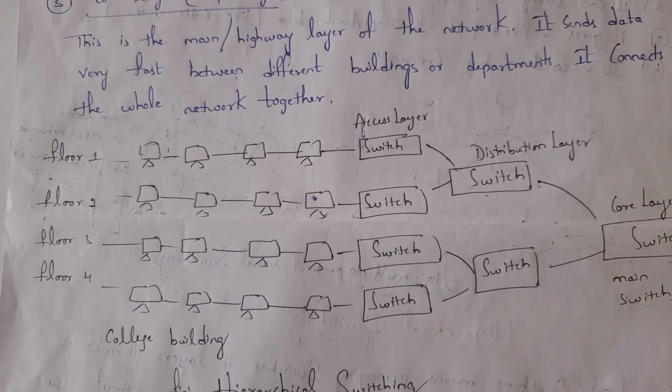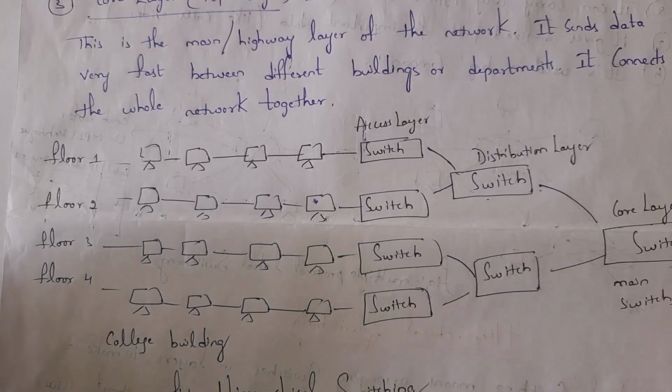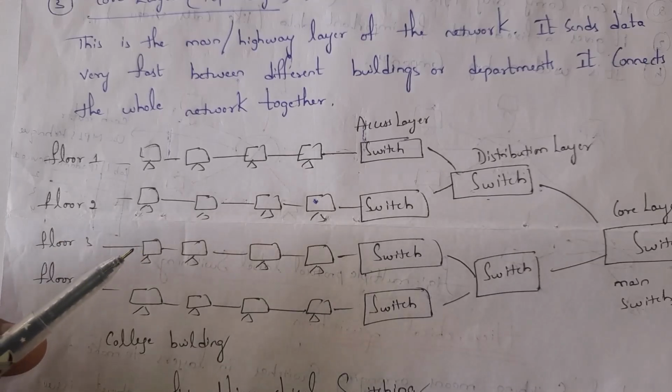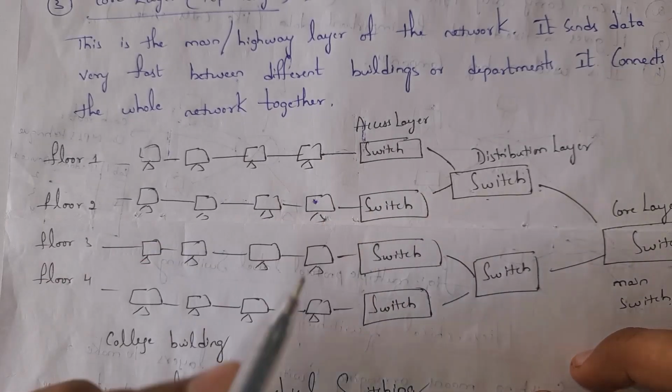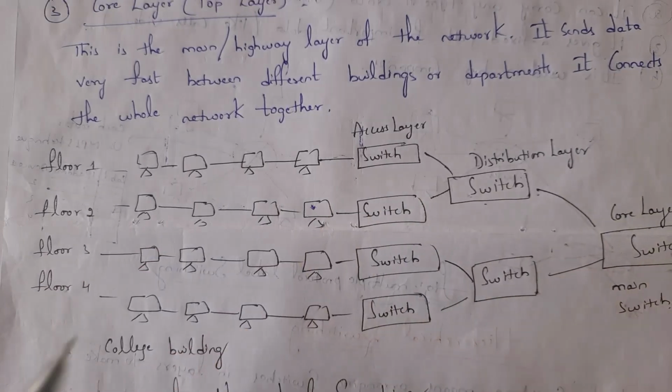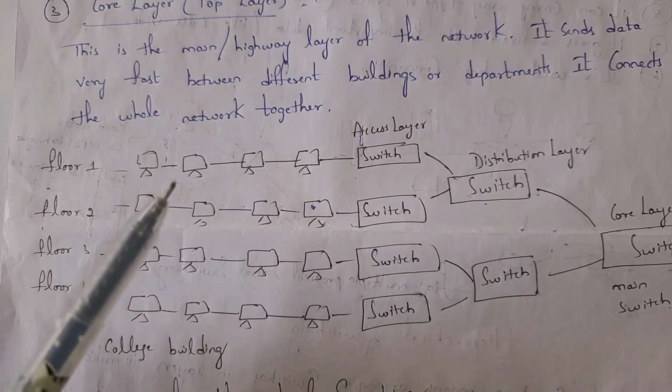This is the diagram. For example, in our college there are 4 floors. Each floor contains a computer lab. In that computer lab, each and every computer is connected to one main switch. We call that switch an access layer switch, as it is connected to end devices like computers and printers.